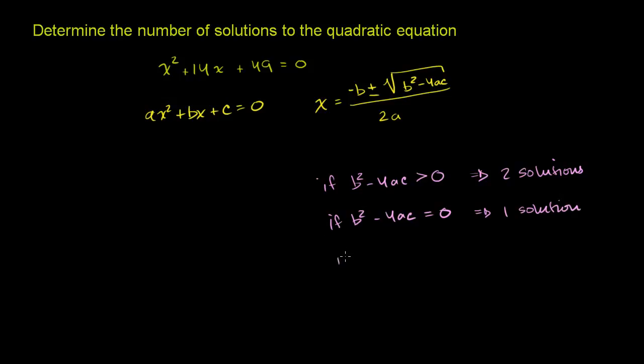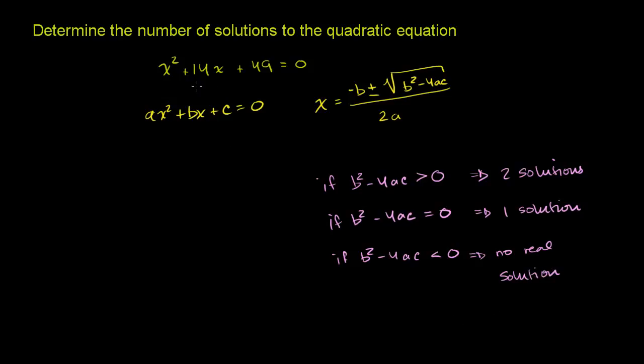And then what happens if b squared minus 4ac is less than 0? Well, this is going to be a negative number right here, and you're going to have to take the square root of a negative number. And we know that if we're dealing with real numbers, you can't do that. There is no real number squared that becomes a negative number. So in this situation, there is no real solution. When I say real, I literally mean a real number.